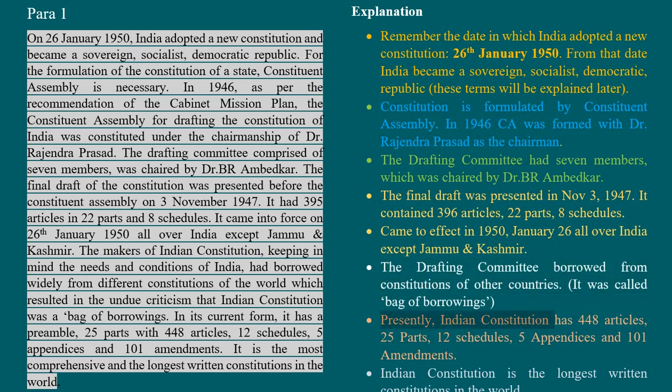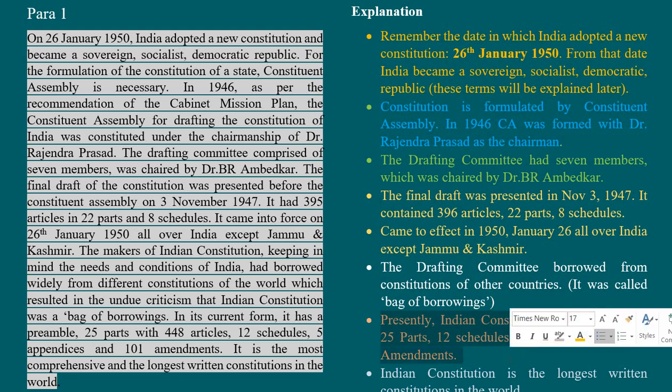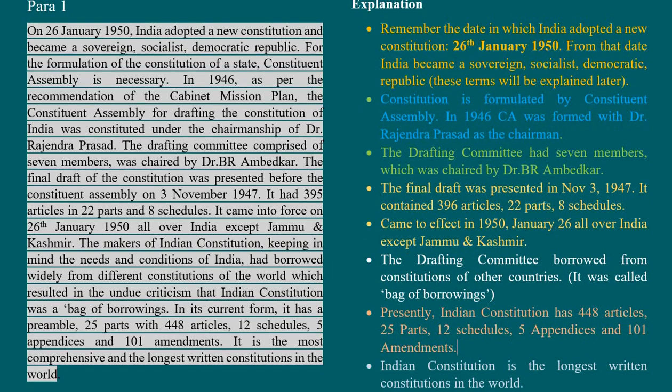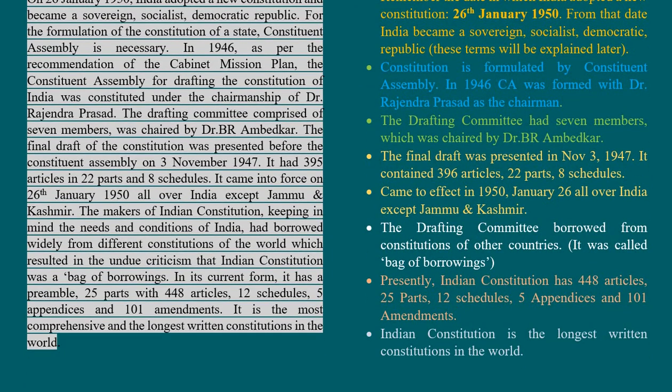Presently, Indian constitution has 448 articles, 25 parts, 12 schedules, 5 appendices, and 101 amendments. Indian constitution is the longest written constitution in the world. There are two types of constitutions, written constitutions and unwritten constitutions. So, what I have just read is the explanation of this paragraph in the textbook.